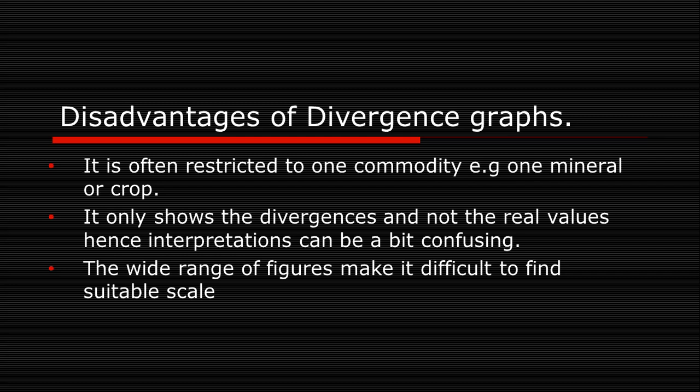Like, for example, after this, we're going to look at population pyramids, where they can give you information for 2 years, and they want you to represent it. It may not be very suitable. So it becomes disadvantageous that when they give you such information, you can't use other methods, yet there is some other information where you have like 3 methods to use. Then it only shows the divergences and not the real values. Hence, the interpretation can be a bit confusing.